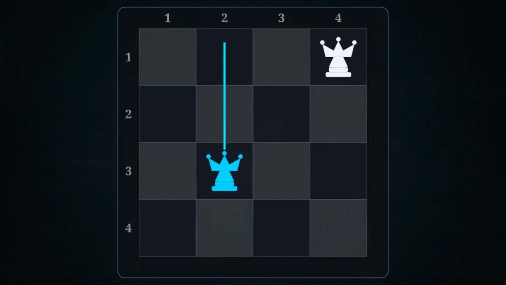First, a vector shoots upward, verifying if another queen occupies the column. Next, a second vector checks the upper left diagonal. Finally, a third vector checks the upper right diagonal. Here, it strikes an existing queen, failing the test.